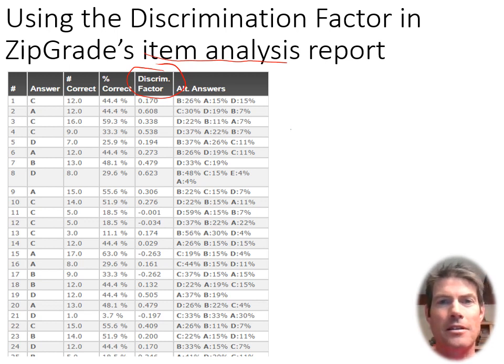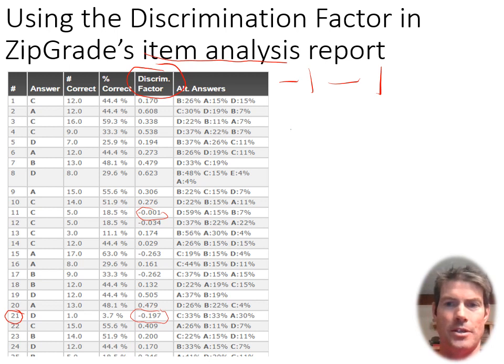It goes from -1 to +1, and the closer it is to 1, it means the students who did well on this exam did well on this question. And if it's negative, like you see, there's a couple negative ones. These are barely negative. This is pretty bad. If you have a really negative discrimination factor, you definitely want to look at that question. There's probably something confusing about it.